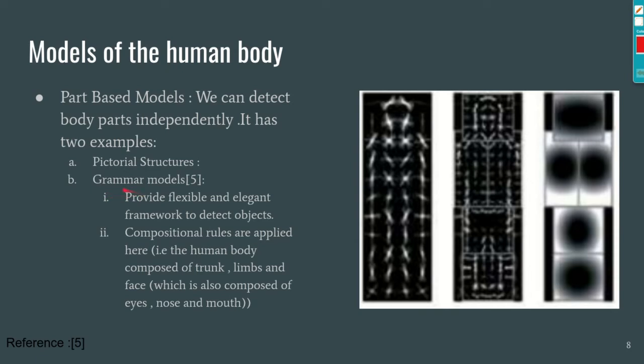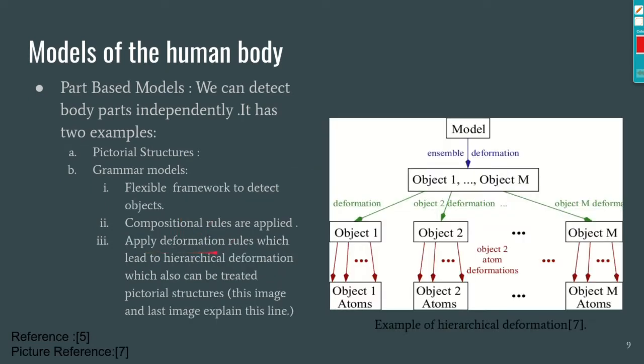The second example is grammar models, which apply 2 rules. The first one is compositional rules, which means that the human body is composed of, for example, a trunk, limbs, and face. And the face also is composed of eyes, nose, and mouth, and so on. The second rule is deformation rules, which lead us to a hierarchical deformation.